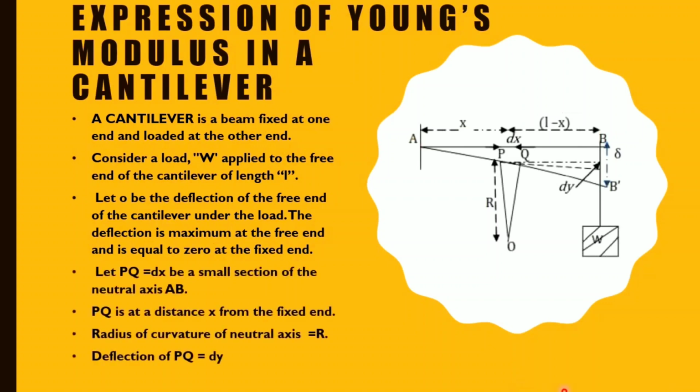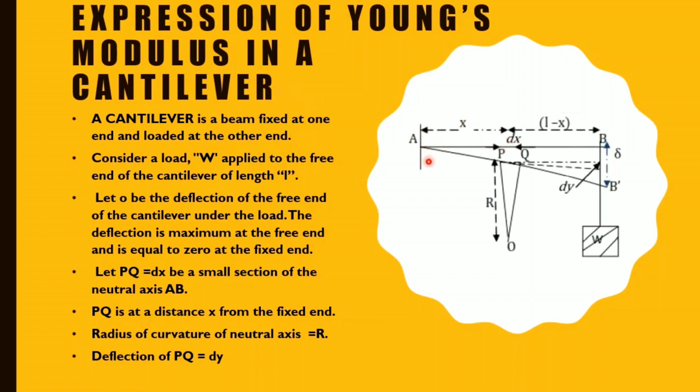Now we will assume PQ equal to dx. So PQ is a small section of this cantilever AB, equal to dx, a small section of the neutral axis AB. Now PQ is at a distance x from the fixed end.